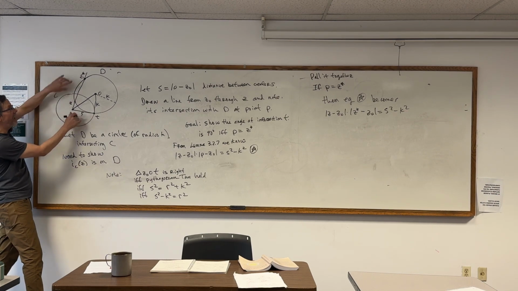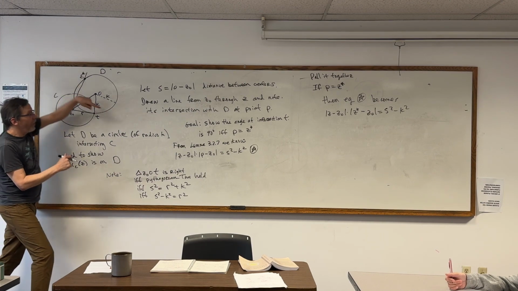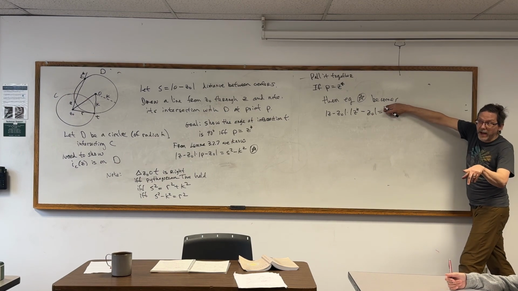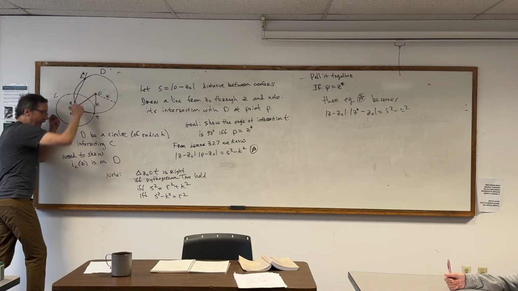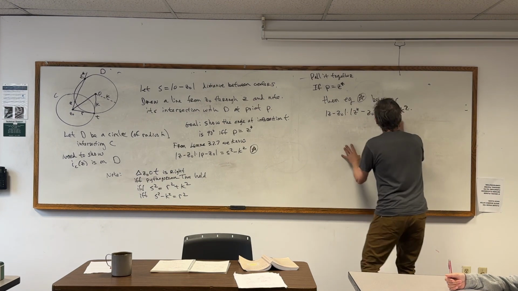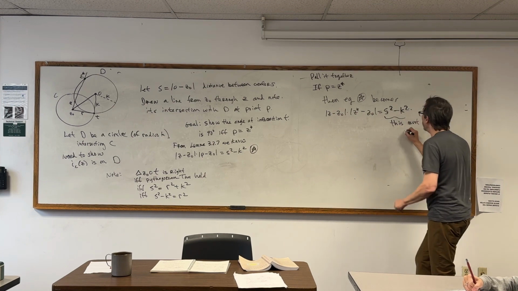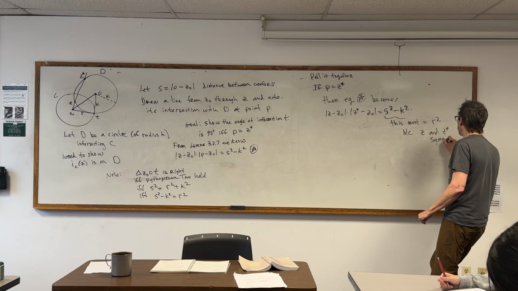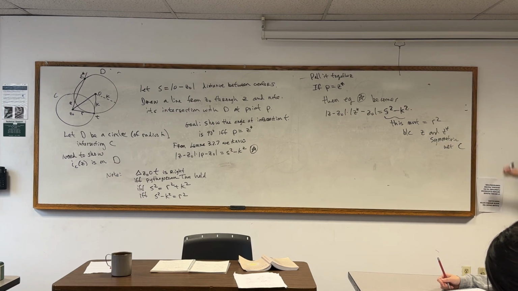Come back to C. If Z and Z star are symmetric with respect to each other, what would this equal? R squared, exactly. So if Z and Z star are, not conjugate, but symmetric with respect to C, then this must equal R squared, because Z and Z star are symmetric with respect to circle C, which has radius R.